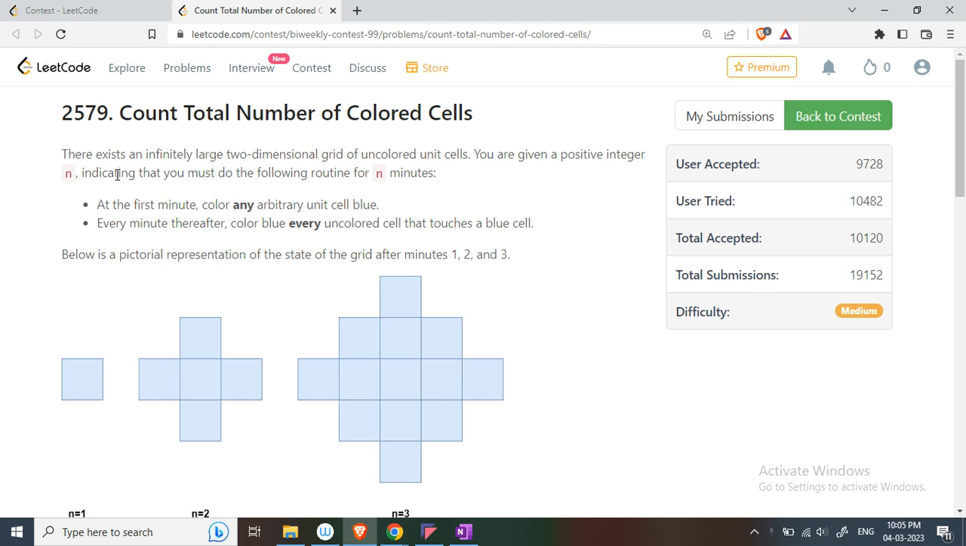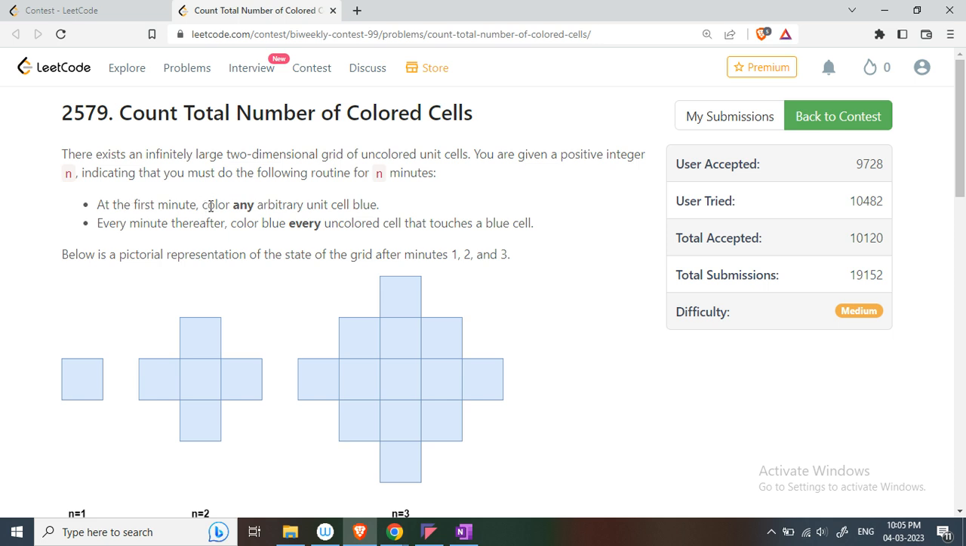There exists an infinitely large two-dimensional grid of uncolored unit cells. So presently there are infinite grids. A grid is like a square or a chessboard containing only white colors. You are given a positive integer n indicating that you must do the following routine for n minutes. So until n minutes have passed, we have to do the following things.